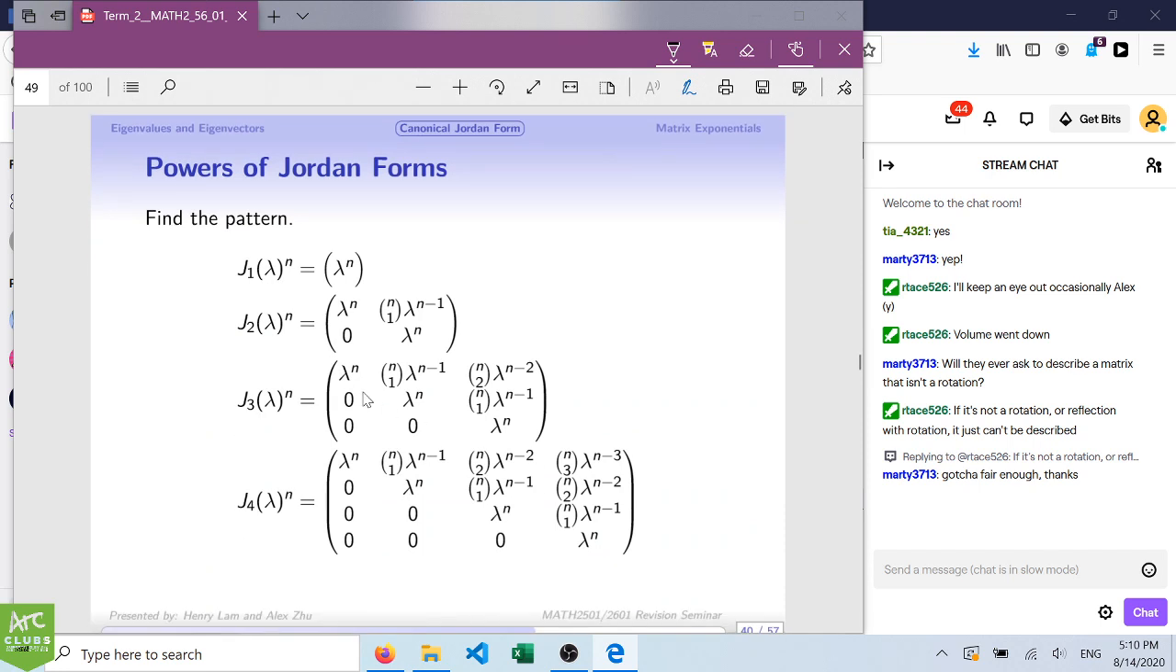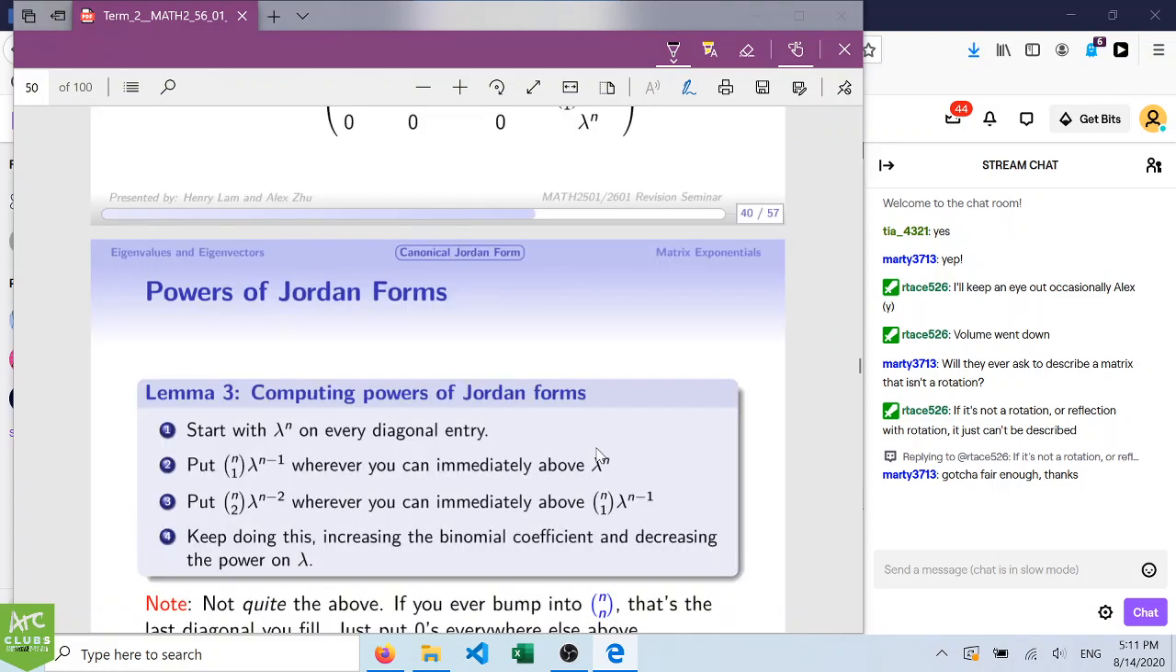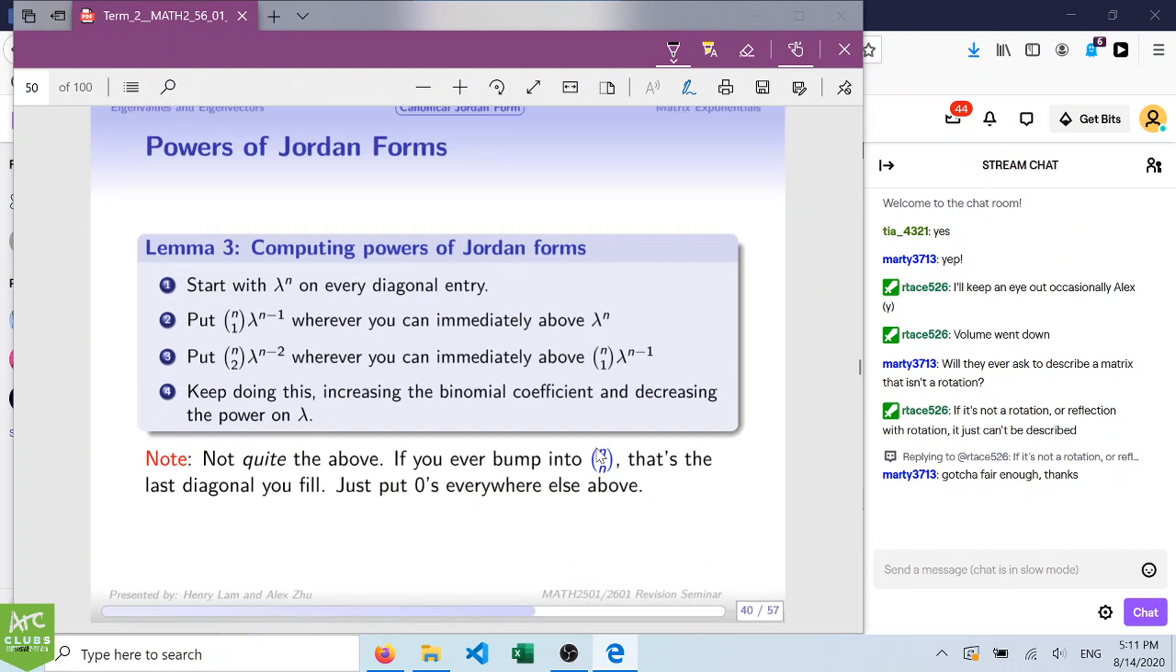The idea is that if you raise Jordan blocks to a high power, it's really easy to compute because it follows the Pascal triangle: Pascal triangle layer 1, layer 2, layer 3, and so on, in the upper right-hand corner. So it's really easy to compute powers of a Jordan form, which is pretty much why we use this in the first place. And it goes on to exponentiating a matrix and so on.